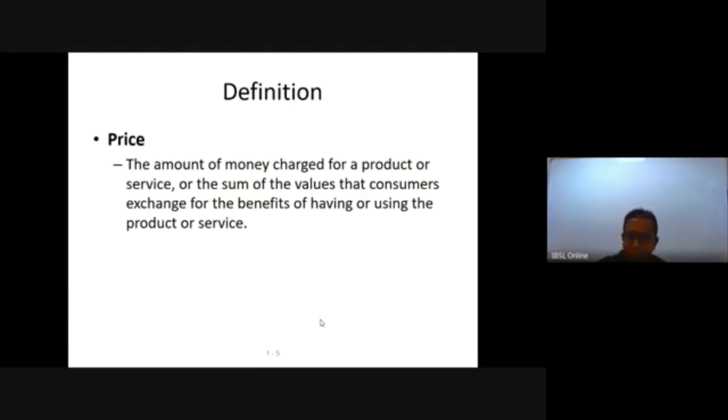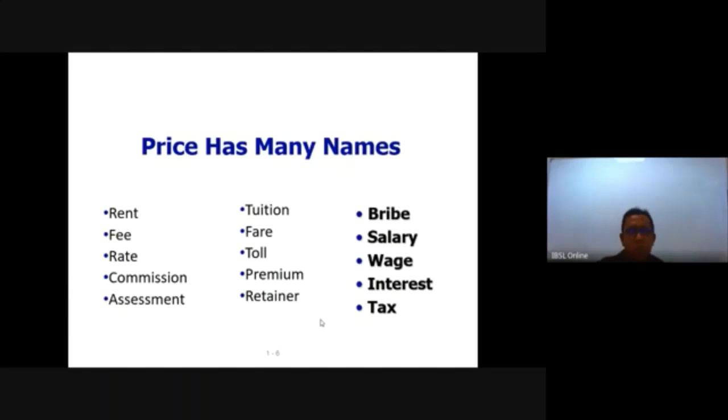You know what, in the banking sector, price comes in the form of what? Form of interest and commission, interest and fee.